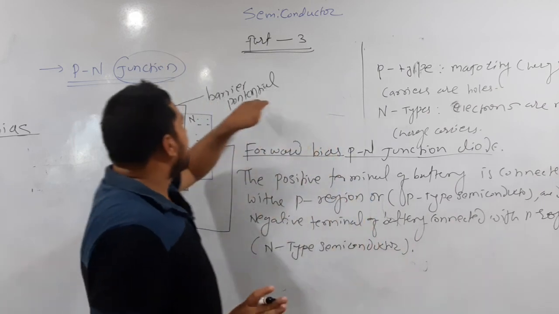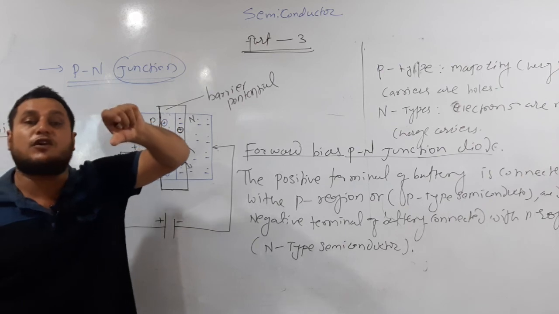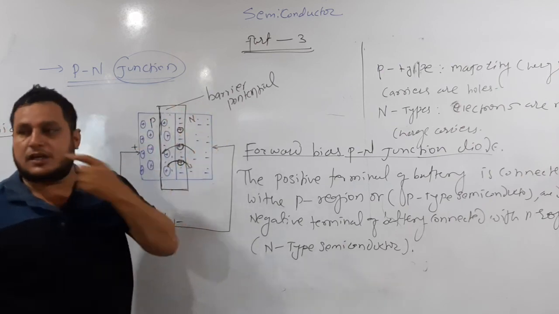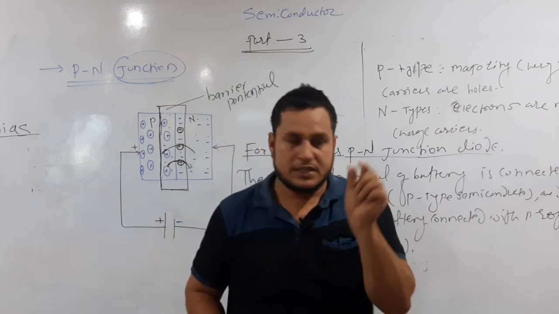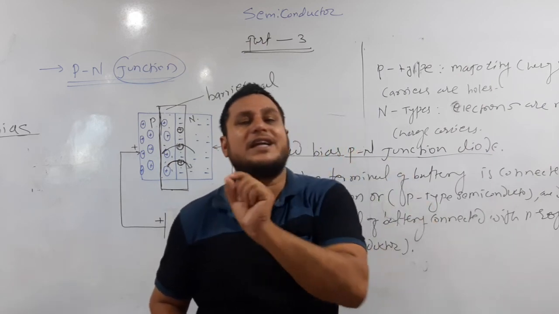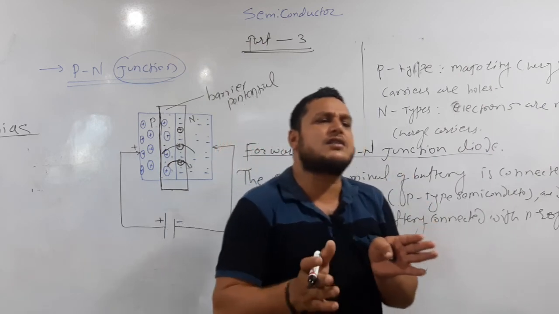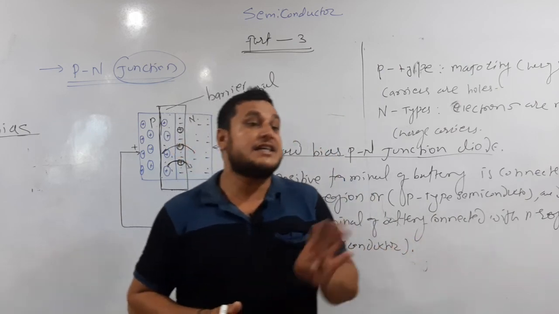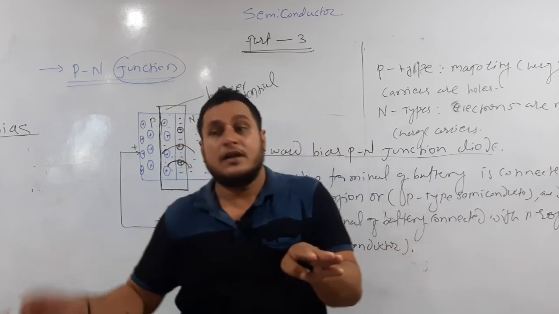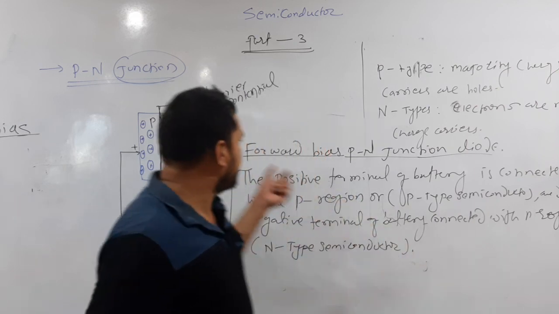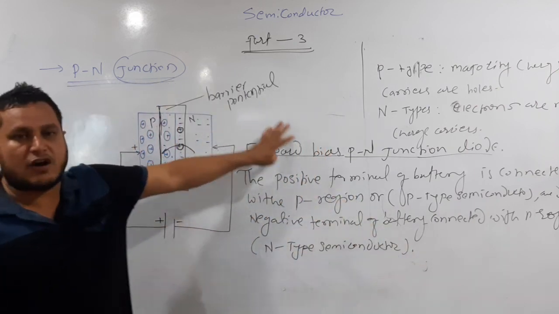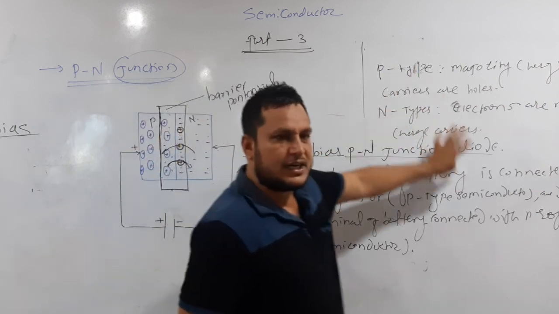Yes. Okay. Now, what is the range for the barrier potential? 0.2 to 0.5 volt, which means approximately 10 raised to minus 3 ampere to 10 raised to minus 6 milliampere, isn't it? Okay, this is the forward bias PN junction diode.